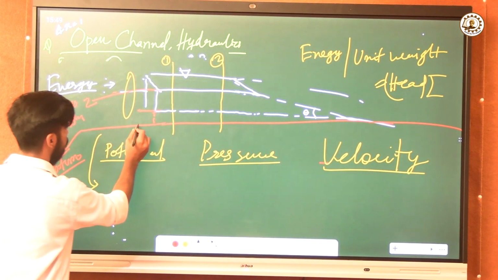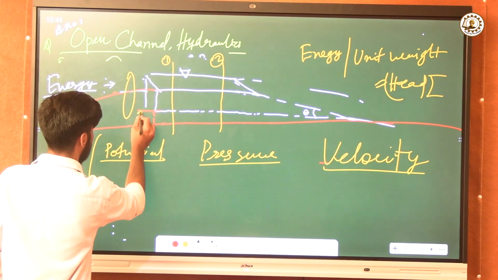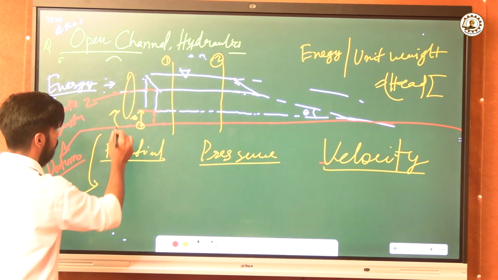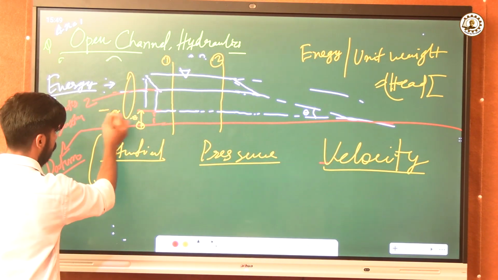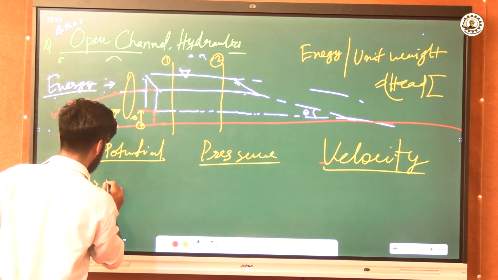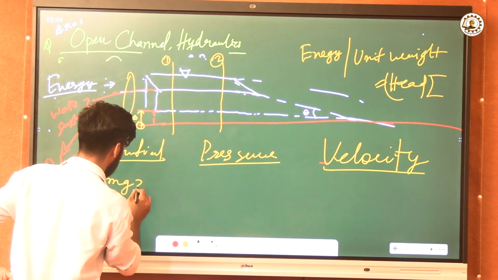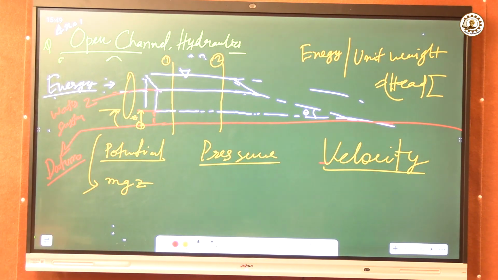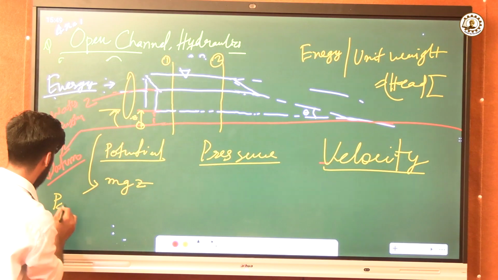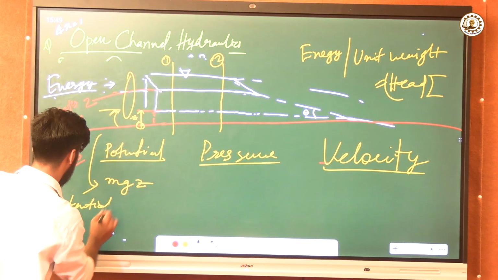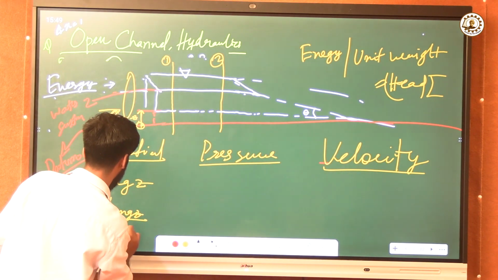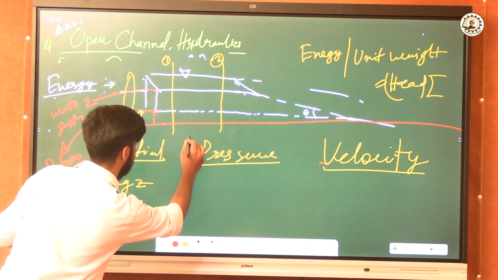For potential, if there is a particle, and we need to move it in this section or this bed, how much work we need to do on this is mg into z. Now when we consider the head, then our potential head becomes mgz by mg, which is z.